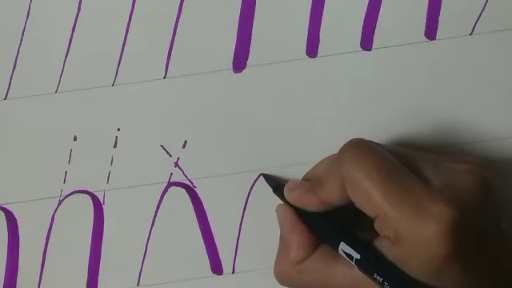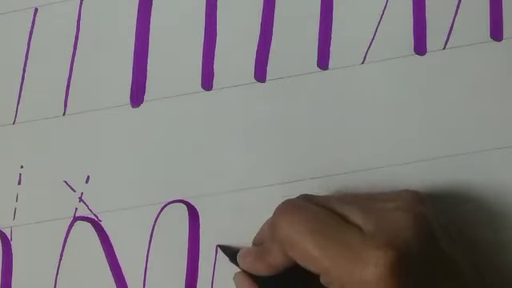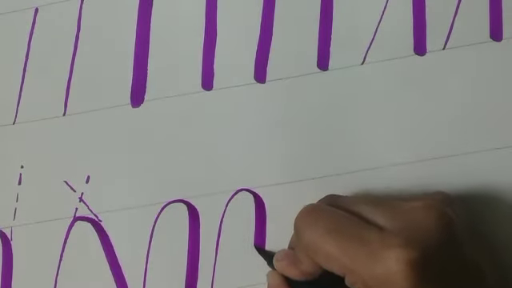So you wanna start light up and around 12 o'clock you start adding pressure into your downstroke and make sure that these two lines stay parallel to each other. One more time, light up and hard down.